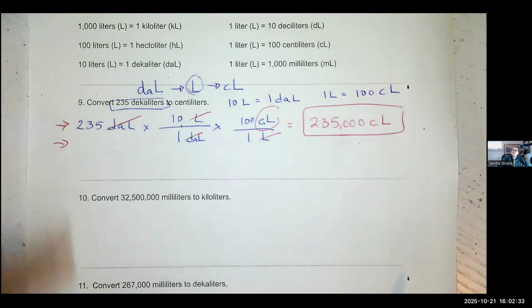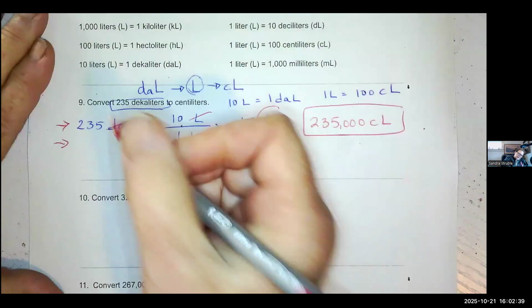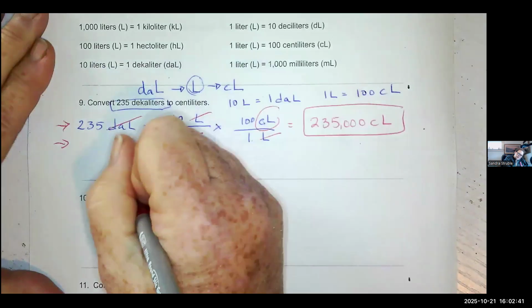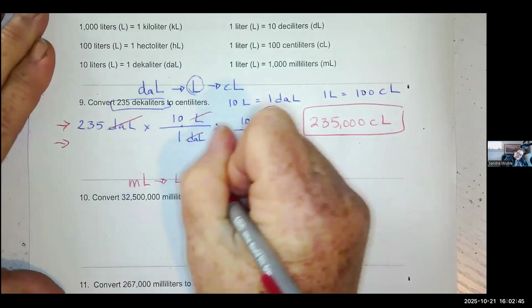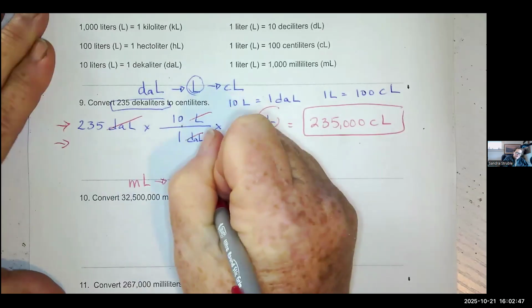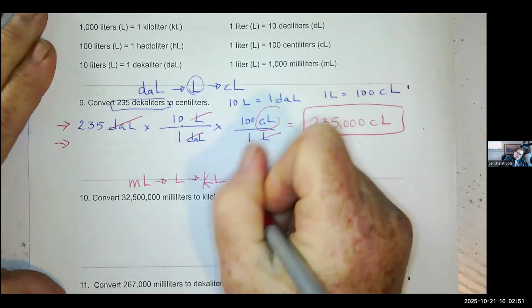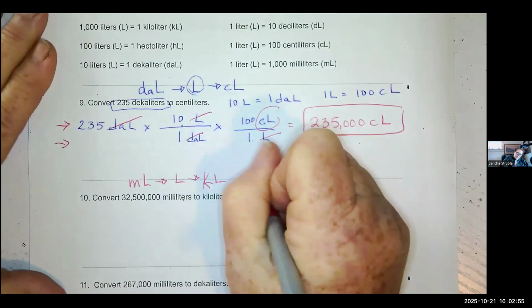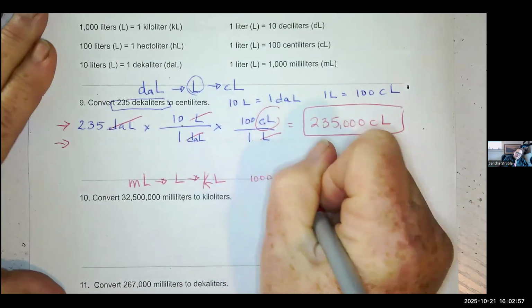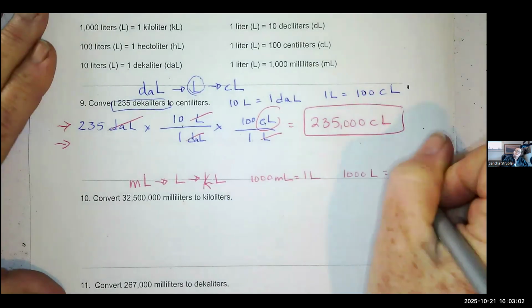All right, 32,500,000 milliliters to kiloliters. So we're going to start with milliliters to liters to kiloliters. Well, it helps if I can spell. Kiloliters. To get from milliliters to liters, there's 1,000 milliliters in a liter, and there are 1,000 liters in 1 kiloliter, according to my conversions.